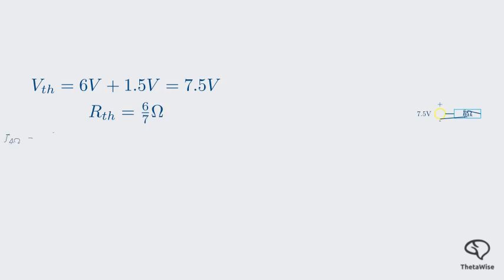Our final Thevenin equivalent circuit is a 7.5 volt source in series with a 6/7 ohm resistor. Now, if you wanted to find the current through the 4 ohm resistor, you'd just add the 4 ohms to Rth and divide into Vth. So now we have a circuit's Thevenin equivalent.